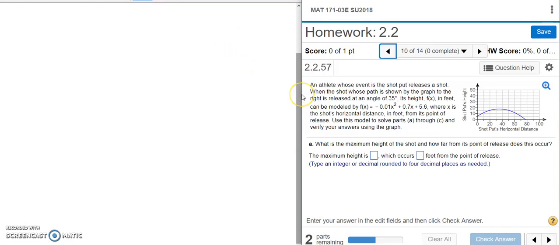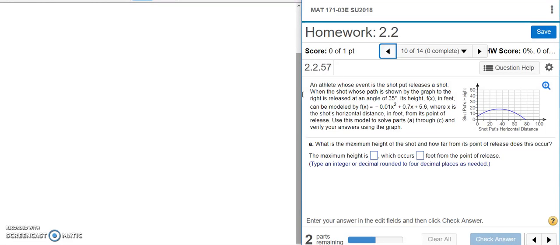So it gives us a function here to model the path where x is the horizontal distance in feet from the point of release, and f of x is the height of the shot along its path. It's height is f of x. It was right there in front of me. I missed it. So we're going to answer several questions.